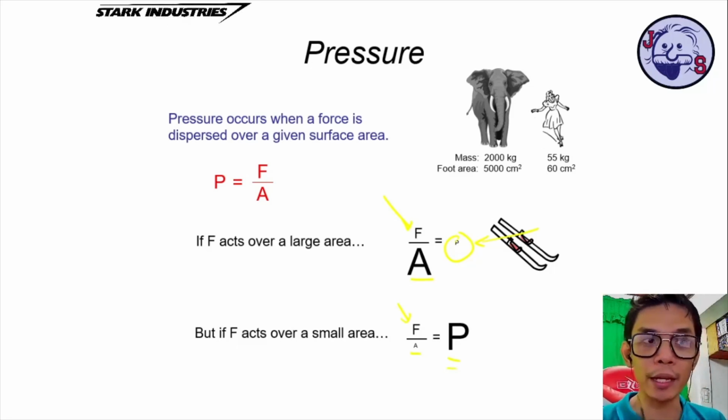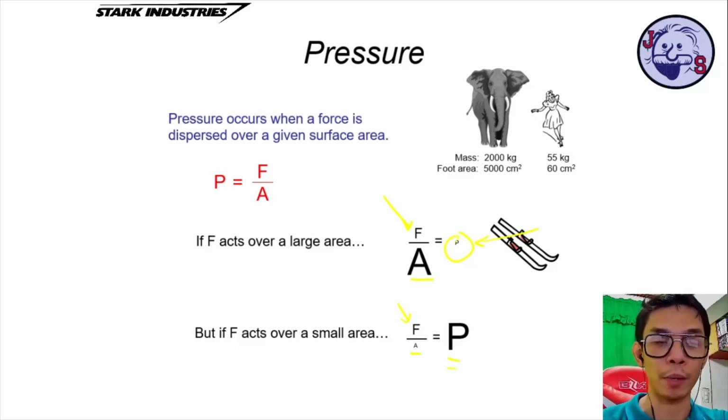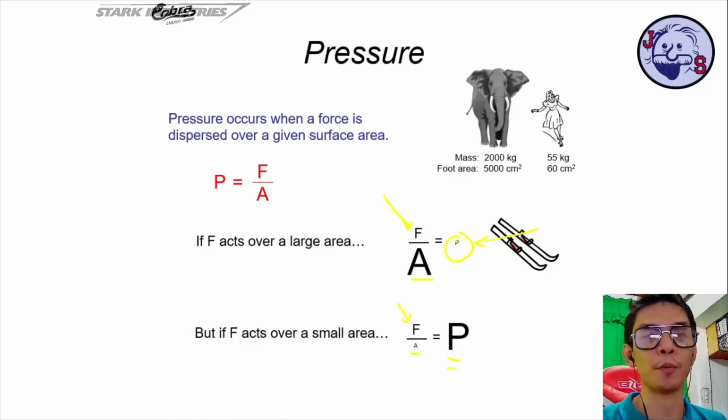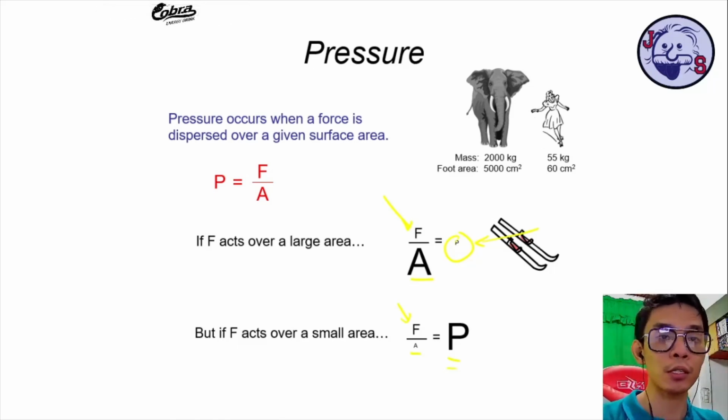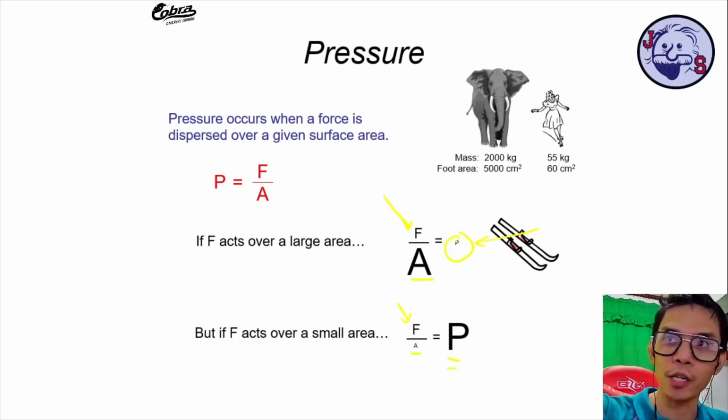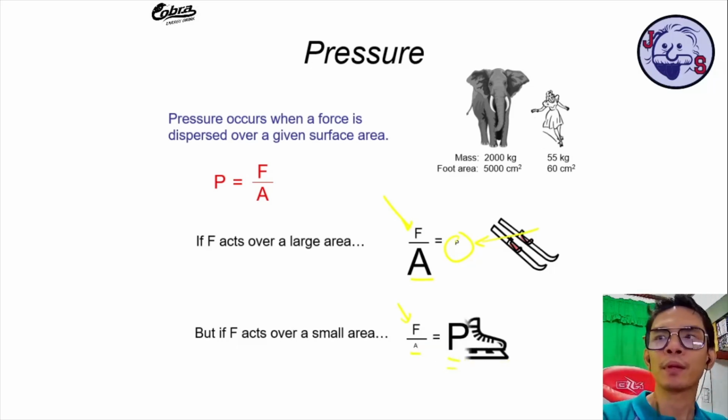So the greater the area, the lesser the pressure. The smaller the area, the greater the pressure. So they are directly proportional or inversely proportional to each other. Those are the things that you need to take note about these two variables that we have right here, the force and the area.